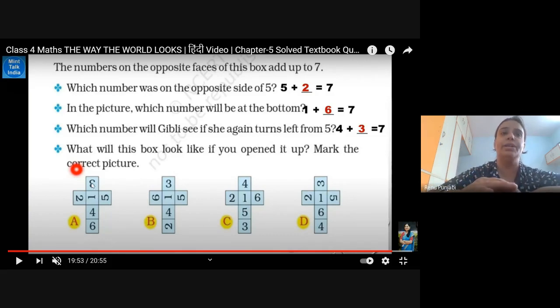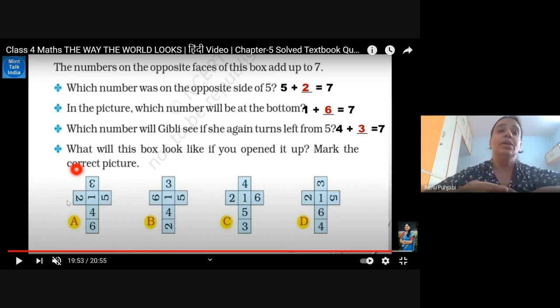For example, here is the 3. Then you will leave one box, and the next number is the alternate of the 3, which is the opposite of the 3. So 3 plus 4 is 7, 1 plus 6 is 7, and the alternate of 5 will be 2. Alternate means leave one and take the next number.